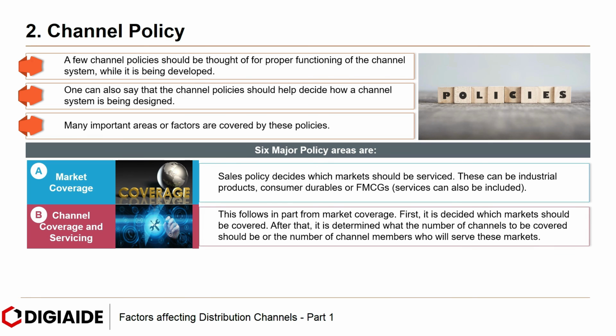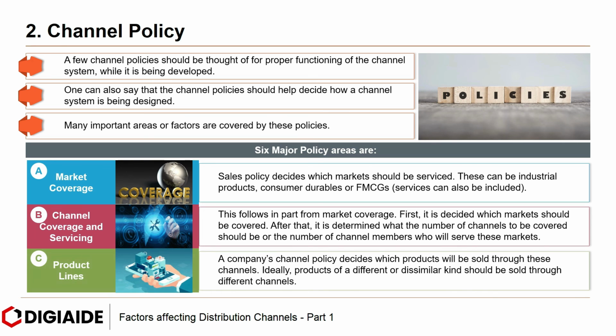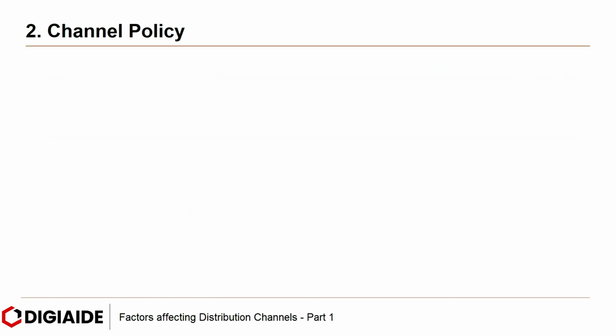Next, channel coverage and servicing. This follows in part from market coverage. First, it is decided which market should be covered. After that, it is determined what number of channels should be covered, or the number of channel members who will serve these markets. Third, a company's channel policy decides which products will be sold through these channels. Ideally, products of a different or dissimilar kind should be sold through different channels.